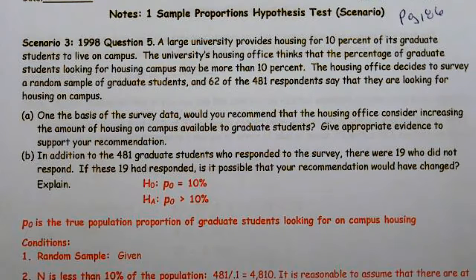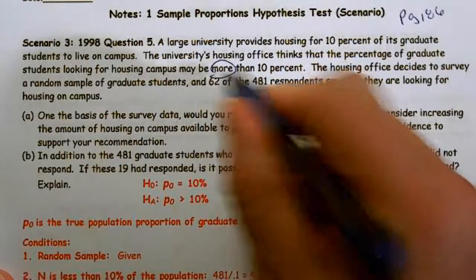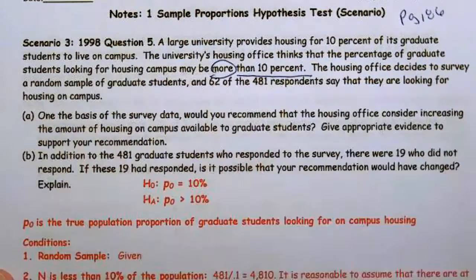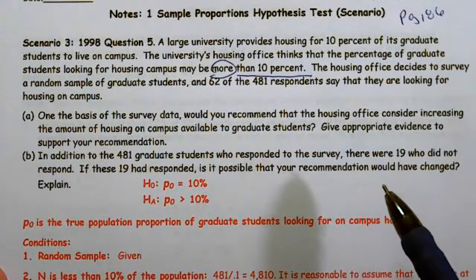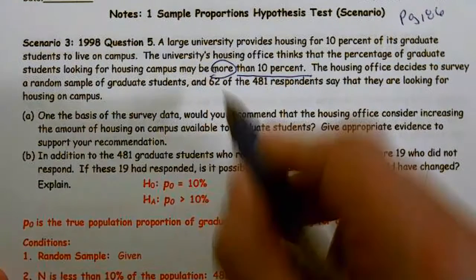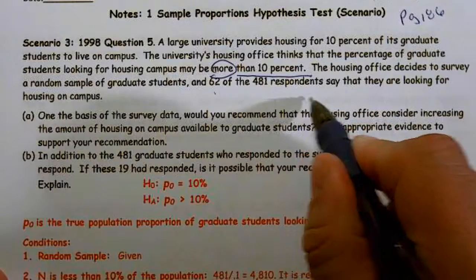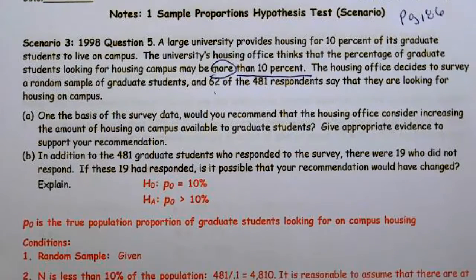So a large university provides housing for 10% of its graduate students to live on campus. The university's housing office thinks that the percentage of graduate students looking for housing may be more than 2%. That sounds like we may have a direction there. The housing office decides to survey a random sample of graduate students, and 62 of 481 respondents say they are looking for housing on campus.